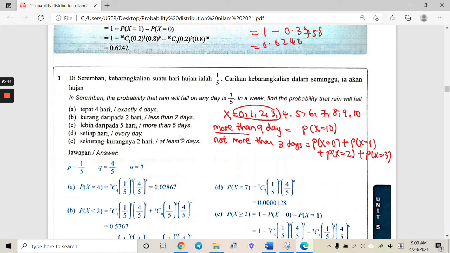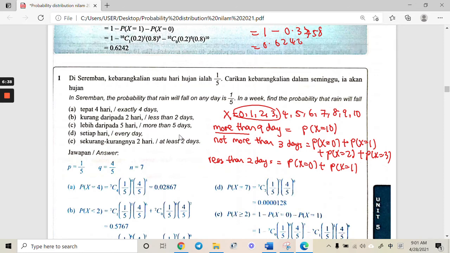If I say less than 2 days, it does not include the 2. So your answer is P(x equals 0) plus P(x equals 1). Some of you might ask me, this one has 1, 2, 3, 4, so many probabilities, can I use 1 minus? For these cases, you cannot use 1 minus, because if you use 1 minus, you need to calculate more.